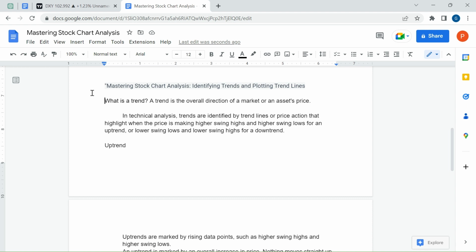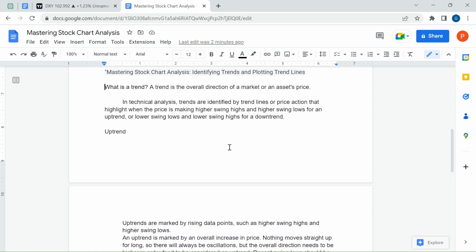So, to start, what is a trend? A trend is the overall direction of a market or an asset's price. In technical analysis, trends are identified by trend lines or price action that highlight when the price is making higher swing highs and higher swing lows for an uptrend, or lower swing lows and lower swing highs for a downtrend.